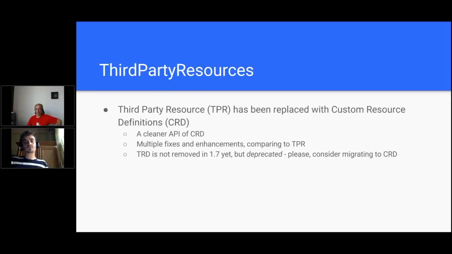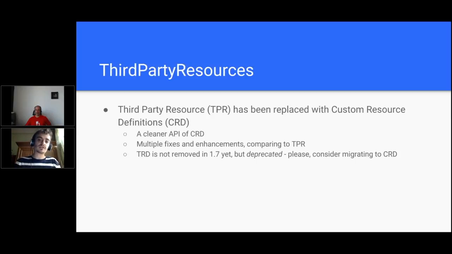The other notable change, it's not really a new feature, but it's a big change in existing Kubernetes behavior, is about third-party resources that have been replaced in this release with custom resource definitions. So when the developers of this feature were working on it, they decided to simplify the API a lot and provide multiple fixes and enhancements. And the number was so big and notable that it was decided to provide a new type of concept for Kubernetes, custom resource definitions.